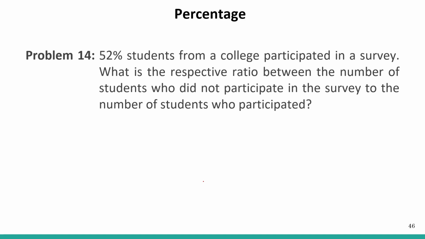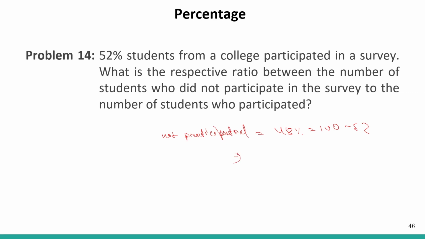Let's see problem number 14. 52% of students from a college participated in a survey. What is the ratio between the number of students who did not participate and those who participated? Since 52% of students participated, those who did not participate are 48%, that is equal to 100 minus 52.